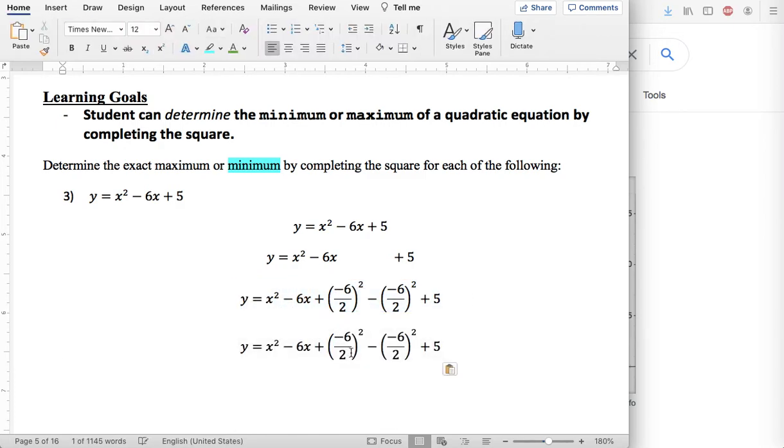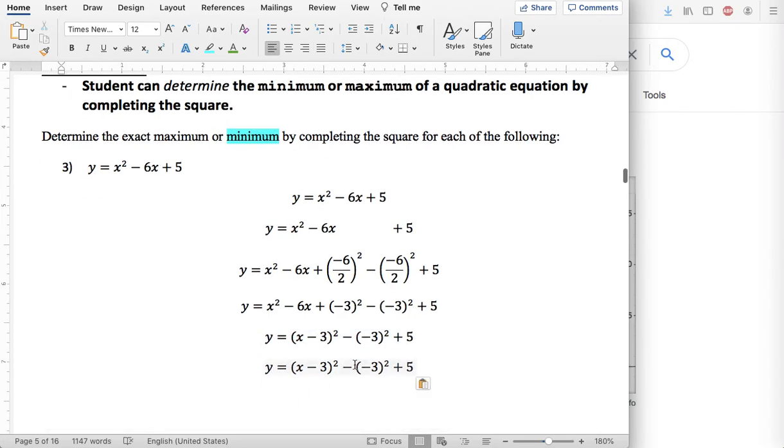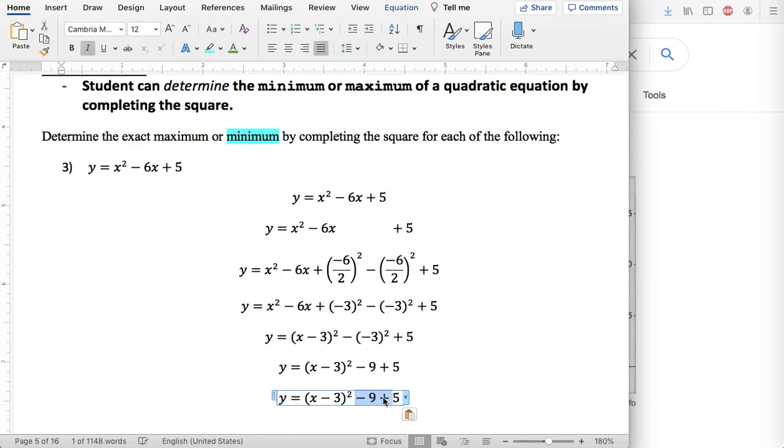Let's simplify this a little bit. Negative 6 divided by 2 is negative 3. Completing the square right here, x squared minus 6x plus negative 3 squared is the same as x minus 3 squared. Now let's simplify the rest of this. Negative 3 squared is 9, because negative 3 times negative 3 is 9. And I have that minus in front of it, so now it's minus 9. And negative 9 plus 5 equals negative 4.